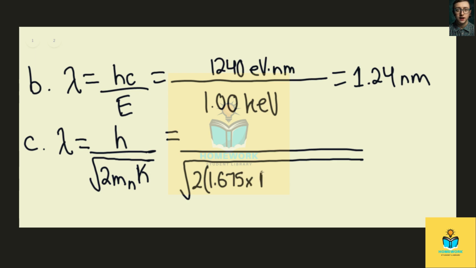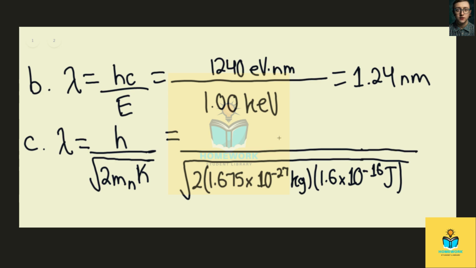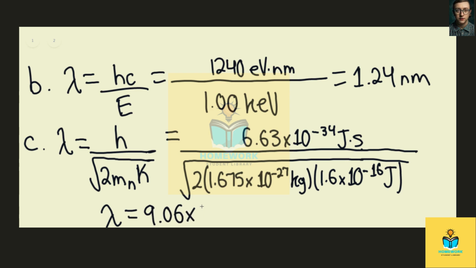And so this would be equal to the square root of 2 times the mass of the neutron, 1.675 times 10 to the negative 27th kilograms, and then multiplied by 1.6 times 10 to the negative 16th joules. And then for the numerator, Planck's constant, 6.63 times 10 to the negative 34th joule seconds. And we find that the de Broglie wavelength would be 9.06 times 10 to the negative 13th meters.